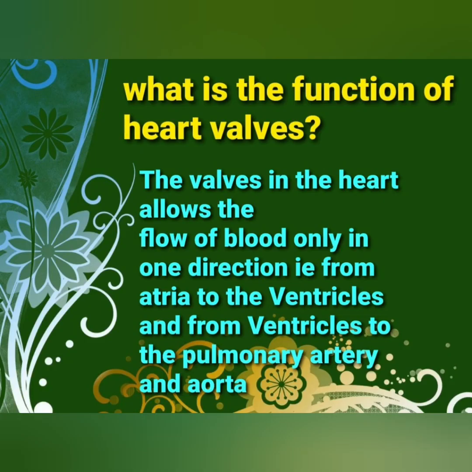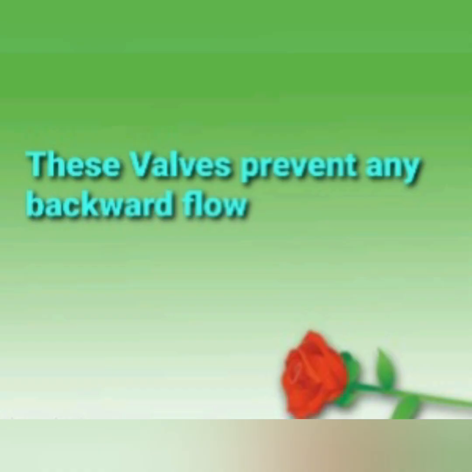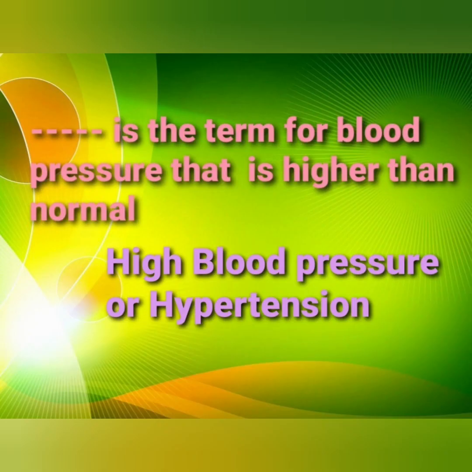Note it down. What is the function of heart valves? The valves in the heart allow the flow of blood only in one direction. That is, from atria to the ventricle and from ventricle to the pulmonary artery and the aorta. So, these valves prevent any backward flow. Dash is the term for blood pressure that is higher than normal. The answer is high blood pressure or hypertension.